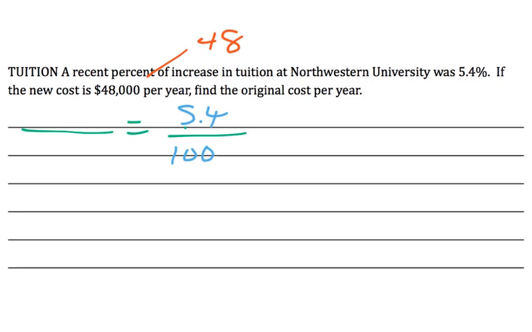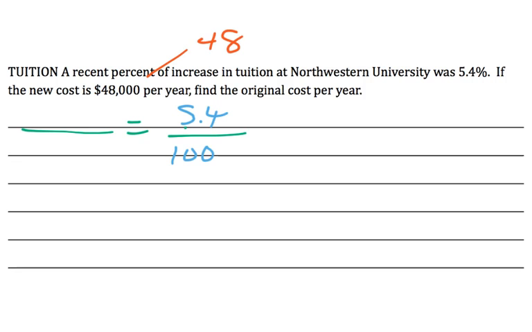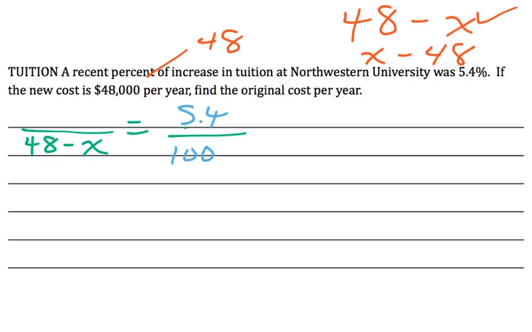But the problem is, I don't just have the new cost down here in the bottom. I got the original cost down here in the bottom. So that means that if I wanted to figure out what the original was, I would have to take that 48 and either subtract the original or take that x and do minus 48. Well, I'm going to go with this because I know that that would give me a positive number. So here's 48 minus x, where x represents the growth.